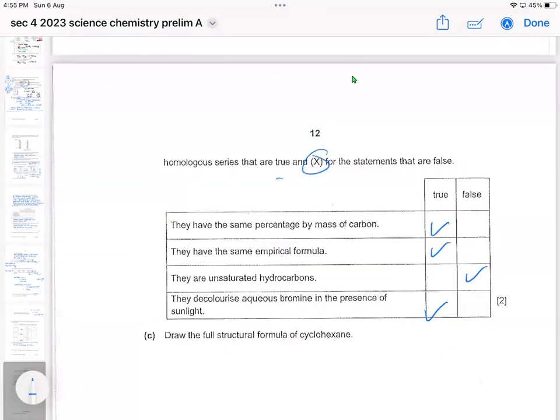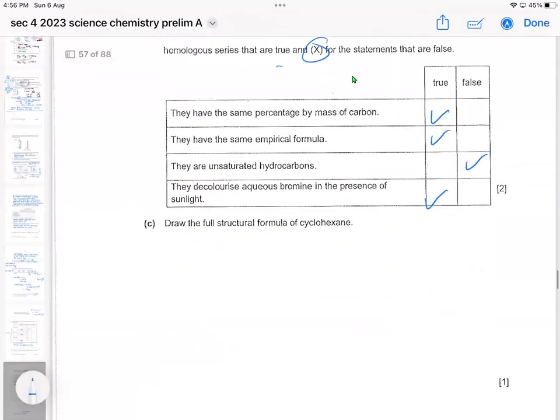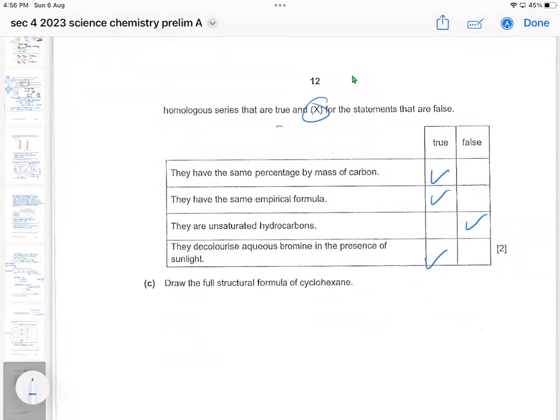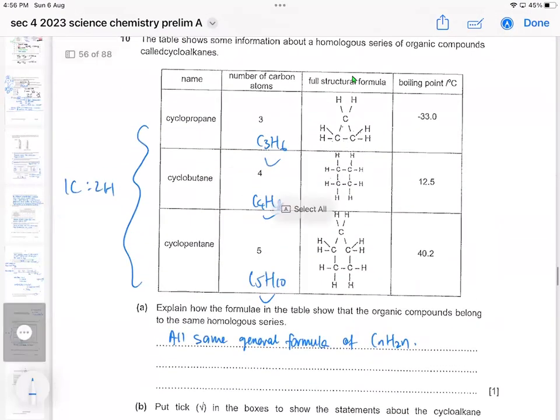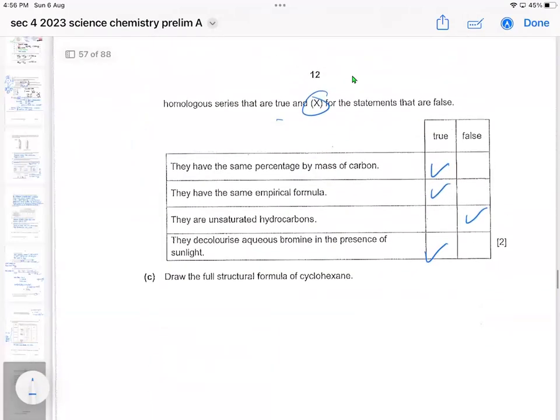We talk about same percentage by mass. This is confirmed the same, because the ratio is 3, 6, 4, 8, 5, 10. So the ratio for all of them is 1 carbon to 2 hydrogen. No matter how many you have, it's always 1 to 2. That's why the ratio is always the same. They have the same empirical formula. Empirical formula is the lowest form. So from all of them, C3H6, C4H8, C5H10, they can all be reduced to CH2, which is the simplest formula. The simplest formula is also known as the empirical formula. So both of these are correct.